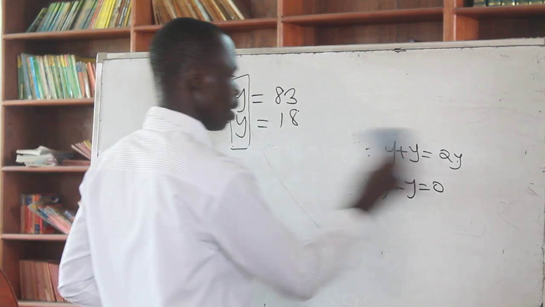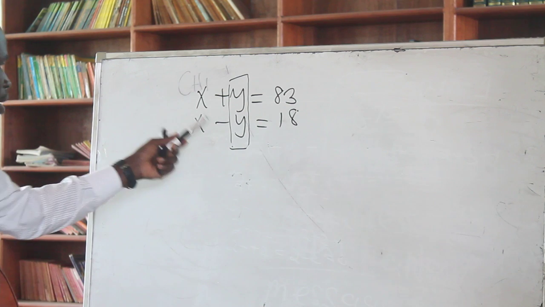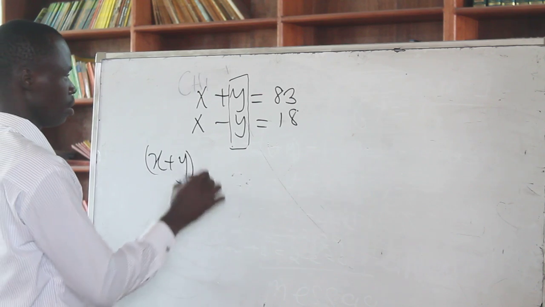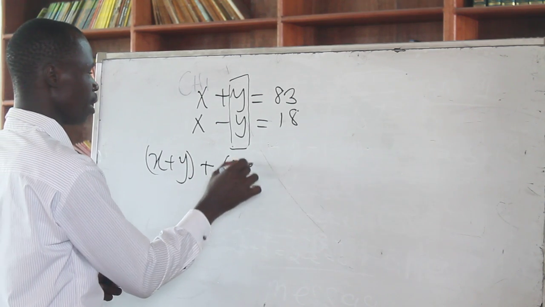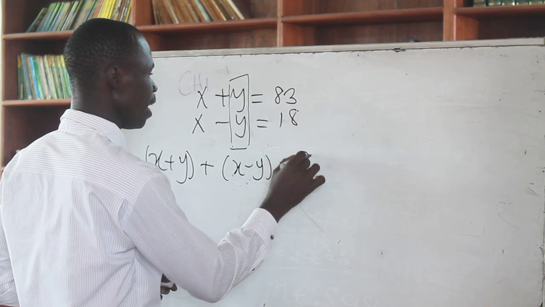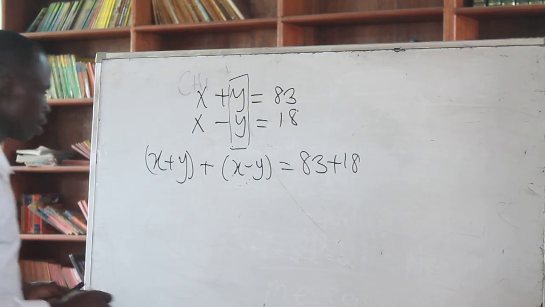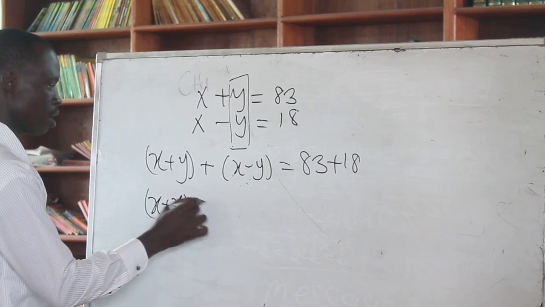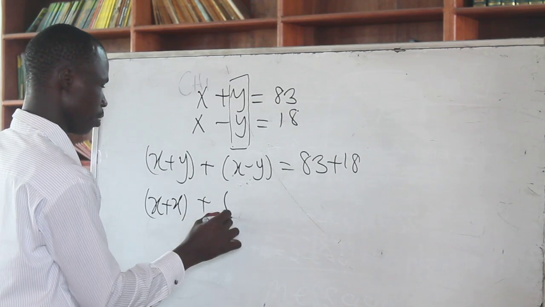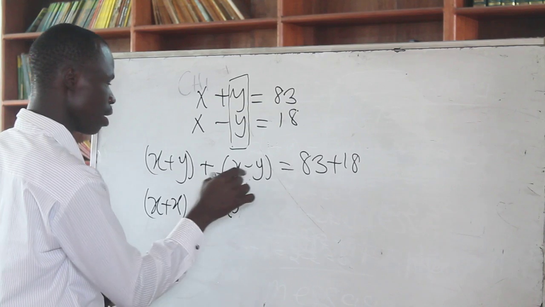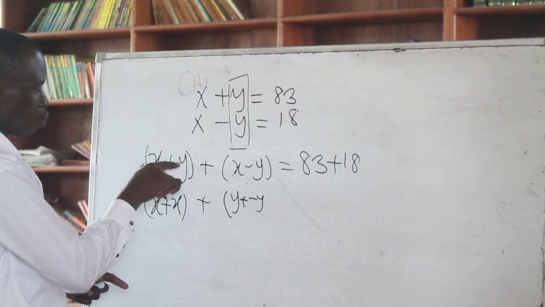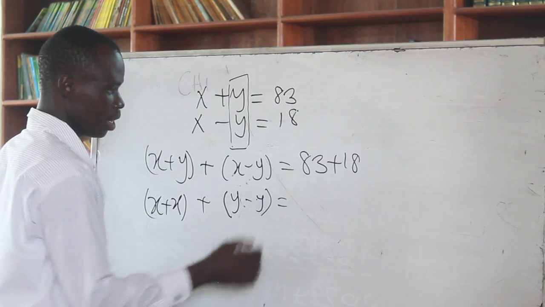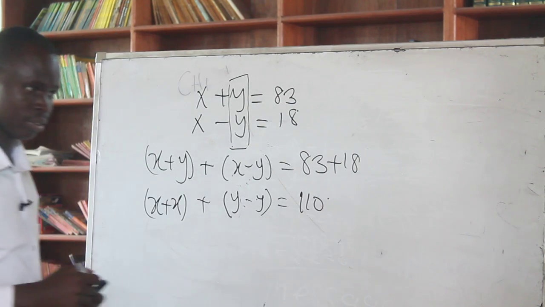In other words, for us to get our value of 0 here, we have to use a plus. We are going to add the first and the second equation. So we'll say x plus y plus x minus y is equal to 83 plus 18. So x plus x, plus y plus minus y. Y plus minus y is the same as y minus y. Is equal to 101.